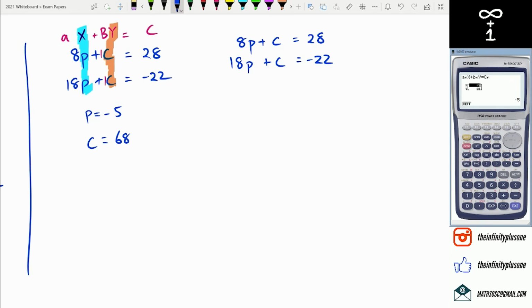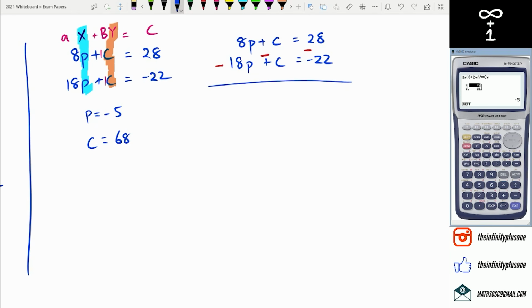So because we've got both the C's here, you don't really need to manipulate any of the equation because we've got two C's there. All I'm going to do is just subtract everything. So I'm going to go 8P minus 18P, C minus C, and then 28 minus negative 22. And I think that's really important that you see that negative 22 there.